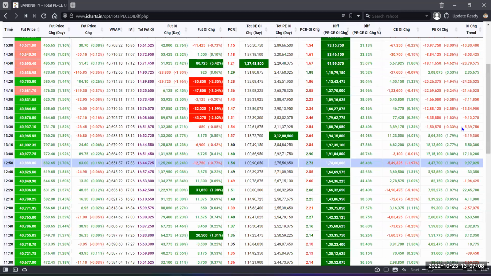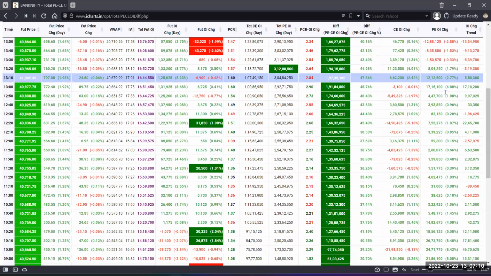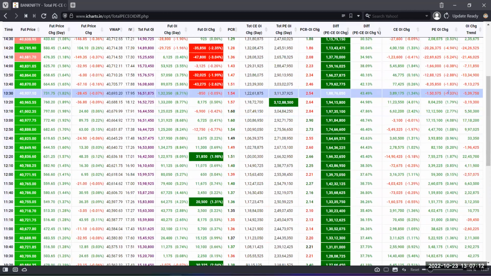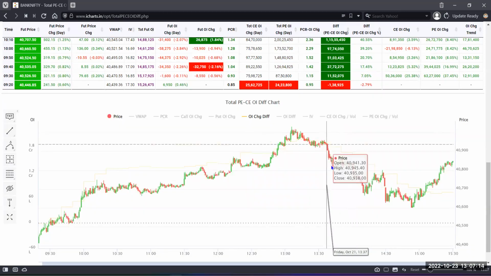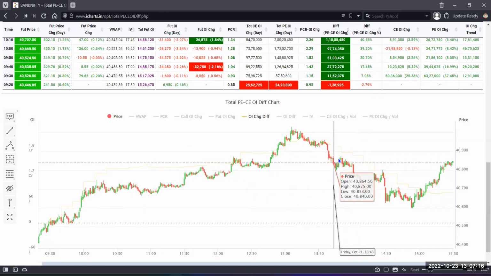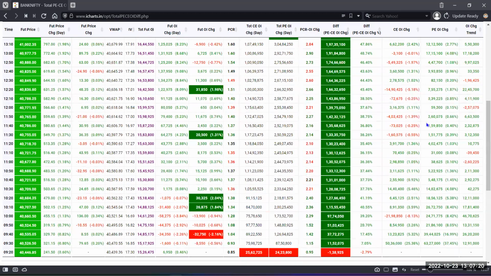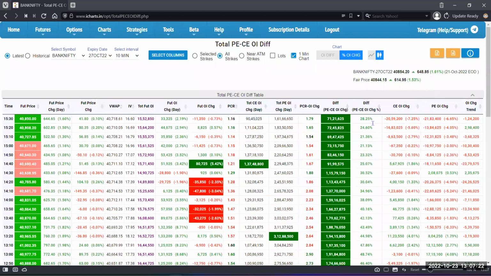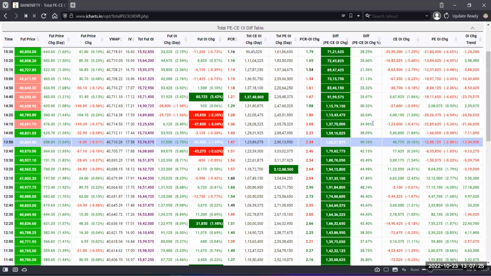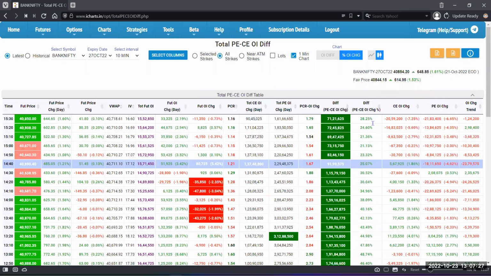So you need to keep track of which side unwinding is more, and then look at the price. And if price is following through on that side, then it means that the market could continue to go that side.